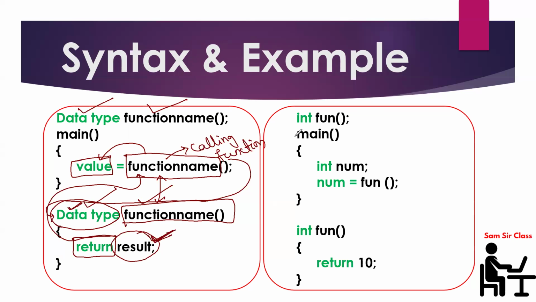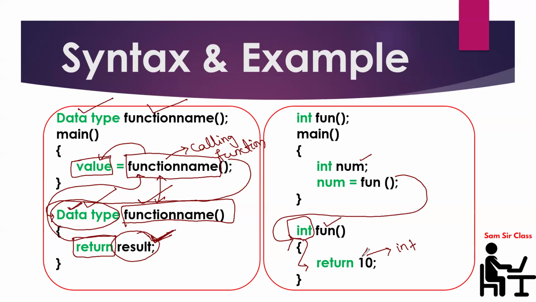The execution will start from the main function. You are declaring a variable number equal to fun. That means you have made a call to the fun function. The control will come to the body of the fun function. It will enter. It is writing return 10. So what is the data type of 10? The data type of 10 is integer. That's why here we have written integer. So the return type of function fun is integer.